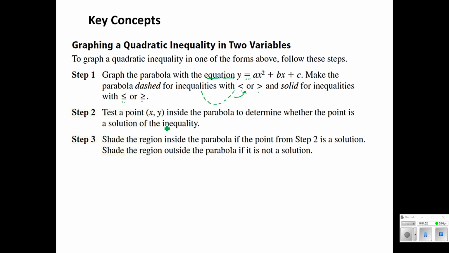Now, it doesn't have to be a point inside, it just needs to be a test point, and that just determines whether or not we shade there. A nice point to choose is 0, 0, just because it's very easy to plug those in and simplify. But if that's not available, we could choose like 1, 1. Now, you get to choose the point. Make it one that's going to provide the least amount of effort on your part.